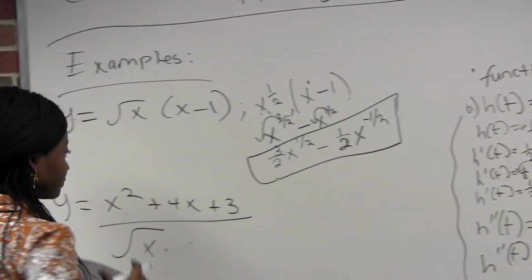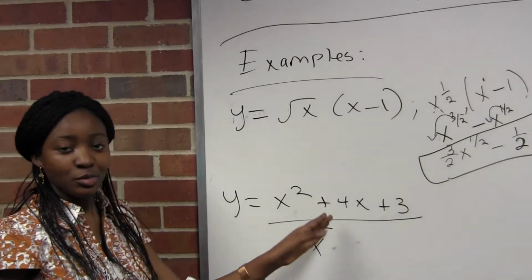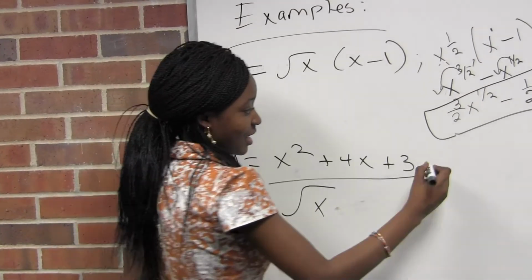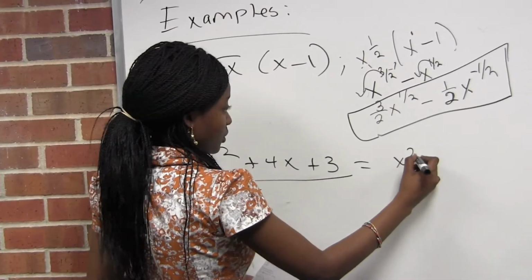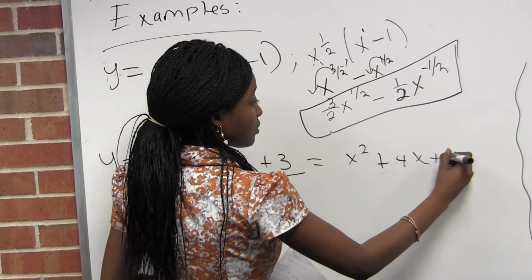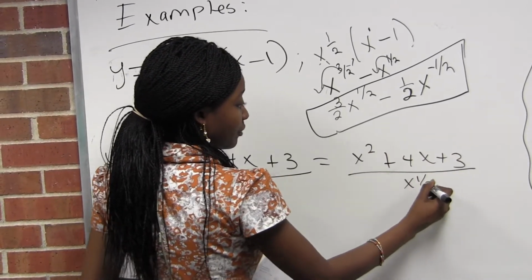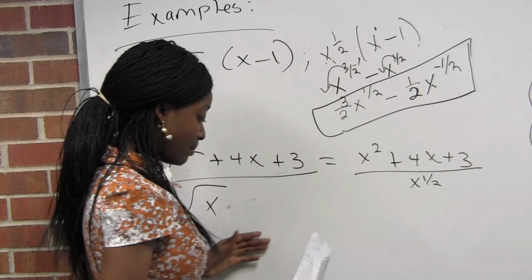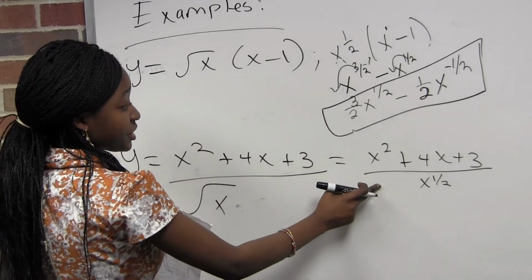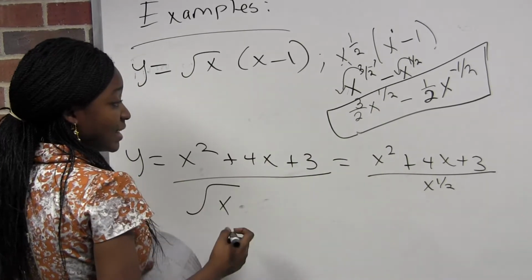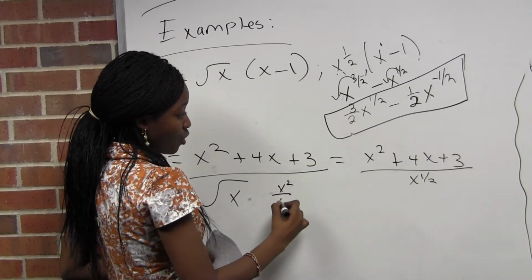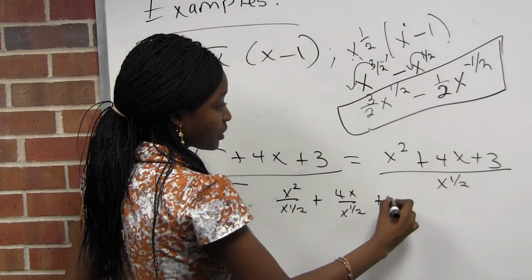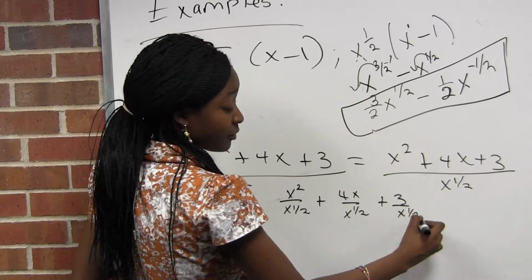Now, to this question, I have y equal to x squared plus 4x plus 3 over the square root of x. The same thing applies here. I'm going to have x squared plus 4x plus 3 all over x to the power of 1/2. Because the square root of x is x to the power of 1/2, right? Now I can divide each term by x to the power of 1/2. So when I do that, I'm going to be left with x squared over x to the power of 1/2 plus 4x over x to the power of 1/2 plus 3 over x to the power of 1/2.